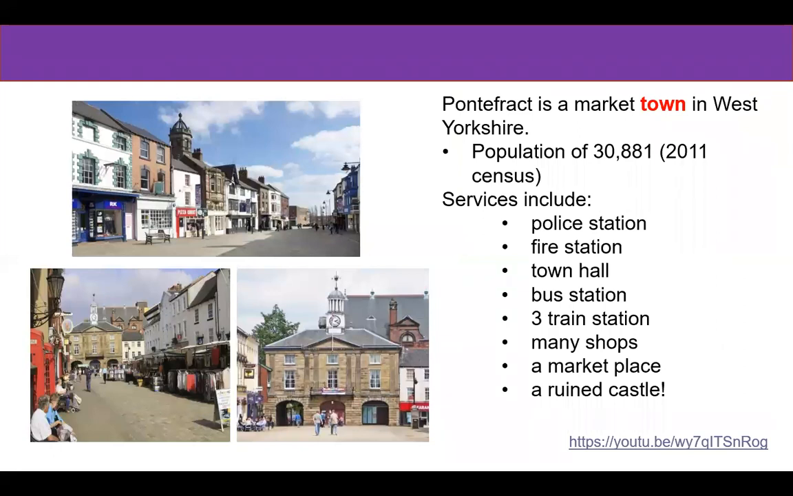Pontefract. Pontefract is a market town in West Yorkshire. It has a population of approximately 30,881 people, and possibly more because that was taken during the census in 2011. Services in Pontefract include a police station, a fire station, a town hall, a bus station, 3 train stations. There's lots of different types of shops, probably banks as well, marketplaces, and it has a ruined castle also.